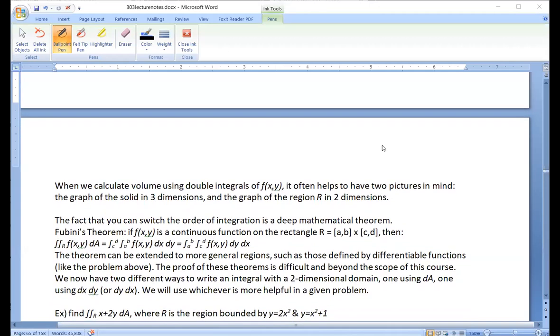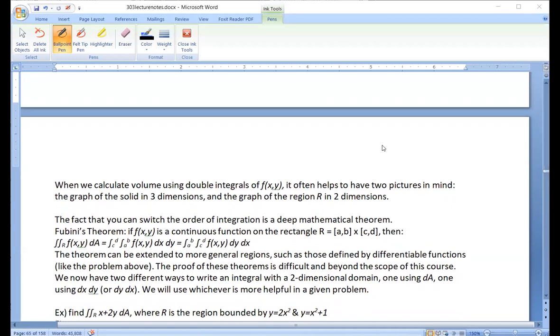Okay, so let's see how one of these questions might appear. So here we go. So here, no context, just find the double integral over the region R of x plus 2y dA, and R is this region. It's bounded by y equals 2x squared and y equals x squared plus 1. So how do we do it? As we've seen in previous problems, the very first thing to do is to draw a graph of the region. That's going to help us sort things out.